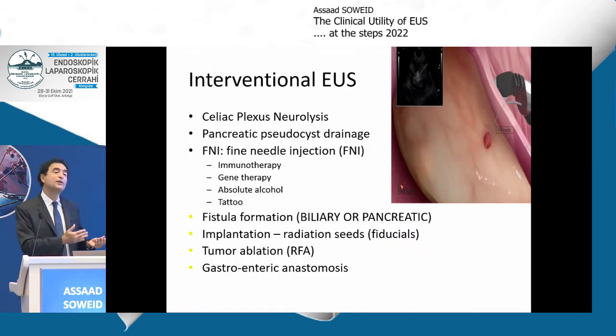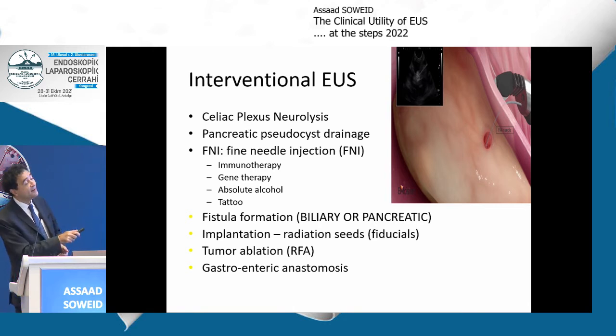Now, can we do something? All of this has been diagnostic. What about therapeutic? What can we do with that? Well, a lot of things. So I'm going to discuss the main things we do therapeutically. Celiac plexus neurolysis and block, pancreatic pseudocyst drainage, FNI, fine needle injection, be it for immunotherapy, gene therapy, alcohol, or tattoo, and then fistula formation, biliary or pancreatic bypass, implantation of seeds and fiducials to help our radiation therapy colleagues target the tumors, ablation with radiofrequency, and gastroenteric anastomosis.